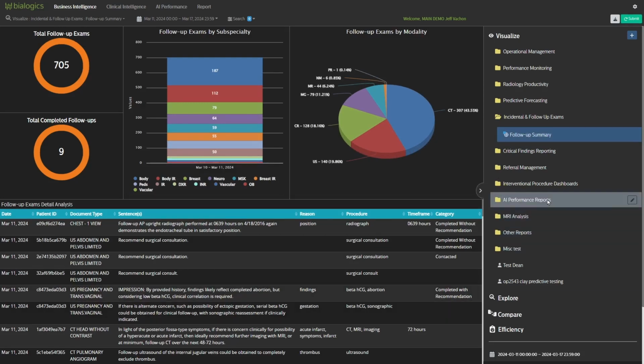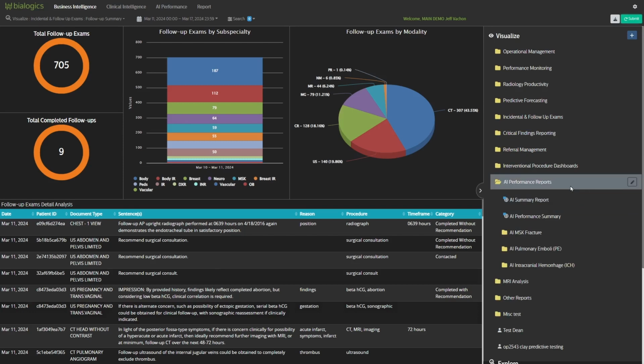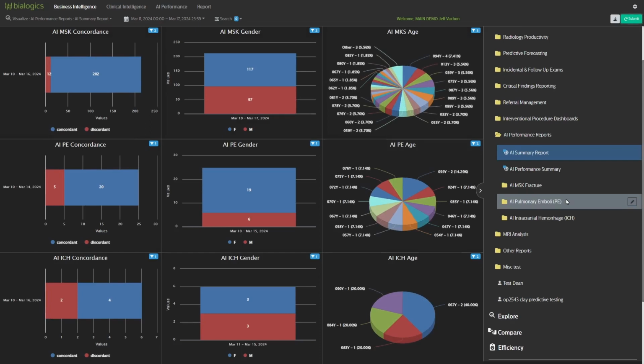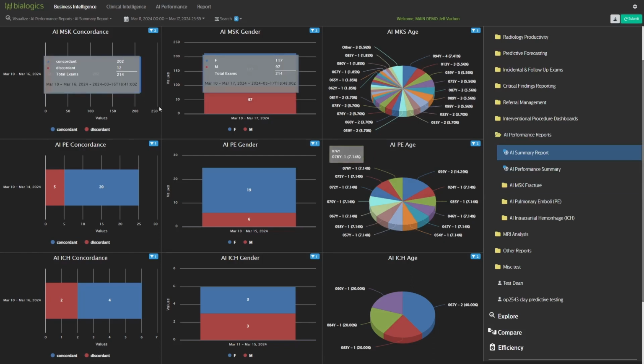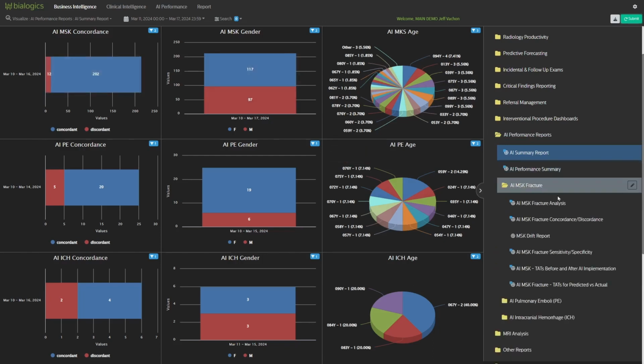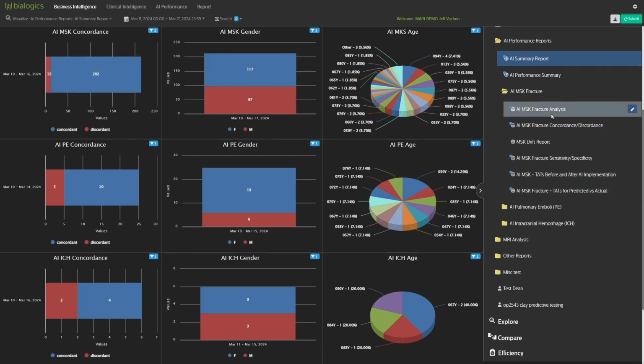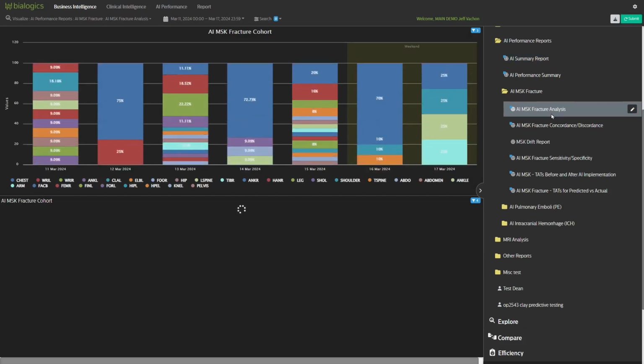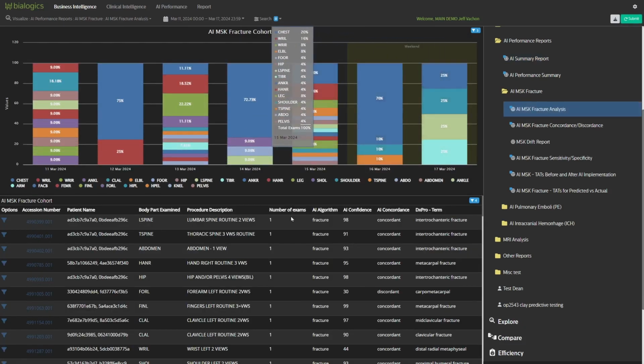And then lastly, I just want to show you the AI performance reports. So AI performance reports, for example, here's our summary looking at 3 AI algorithms that we're using here in our demo system. And we look at concordance and discordance based on gender and age, for example. If I want to go into one AI algorithm report, I can then say, okay, here's a detailed analysis of my concordance and discordance based on body part. So I can see the actual cohort of patients.